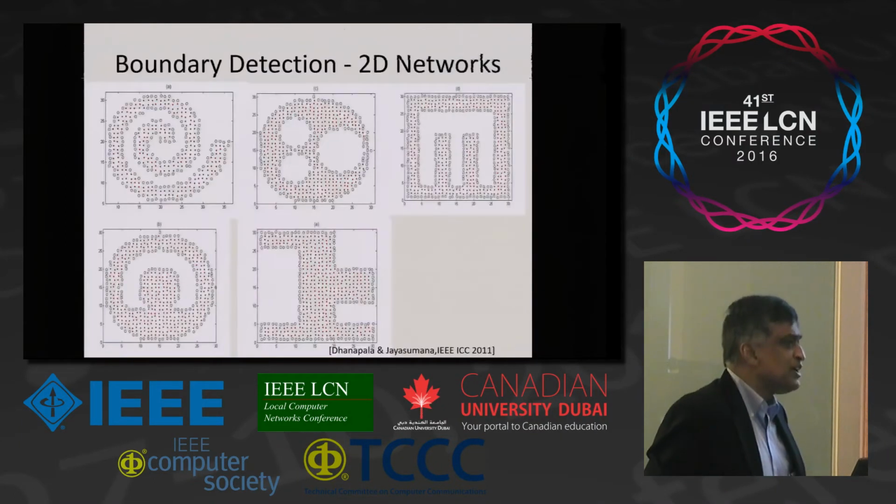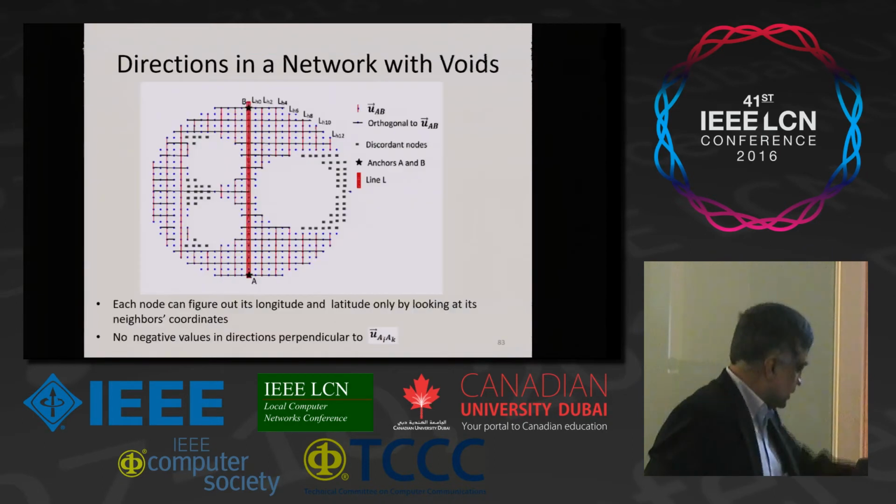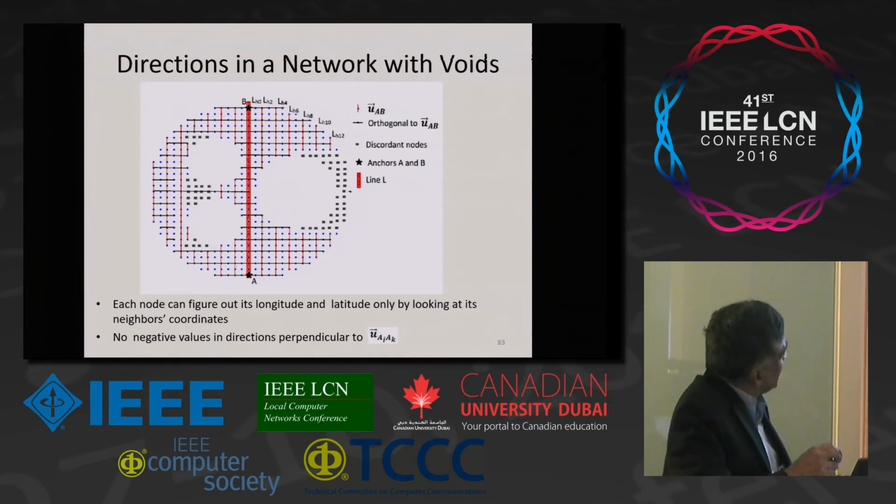You can do boundary detection purely using these coordinates. You don't need physical coordinates. You can monitor boundaries of phenomena being monitored, and so forth. This is not published work, but in this case, for example, we have this network, and I'm generating directional virtual coordinates with respect to A and B. It's nothing but the virtual coordinate B squared minus virtual coordinate A squared.